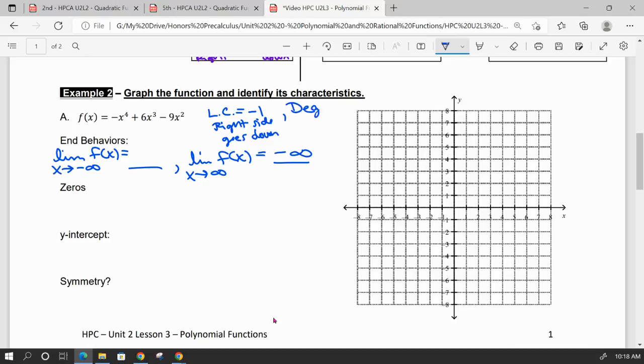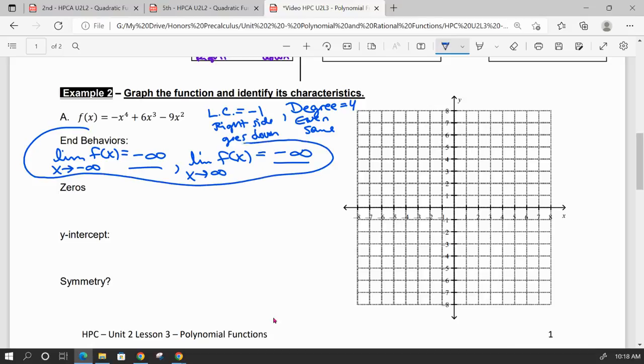Since my degree equals 4, and that's even, that means same. So the left side is going to be doing the same thing. It's going to be going down as well. All right, so those are the end behaviors. But we need some points to graph before we can sketch these end behaviors. So that's where we find our zeros.